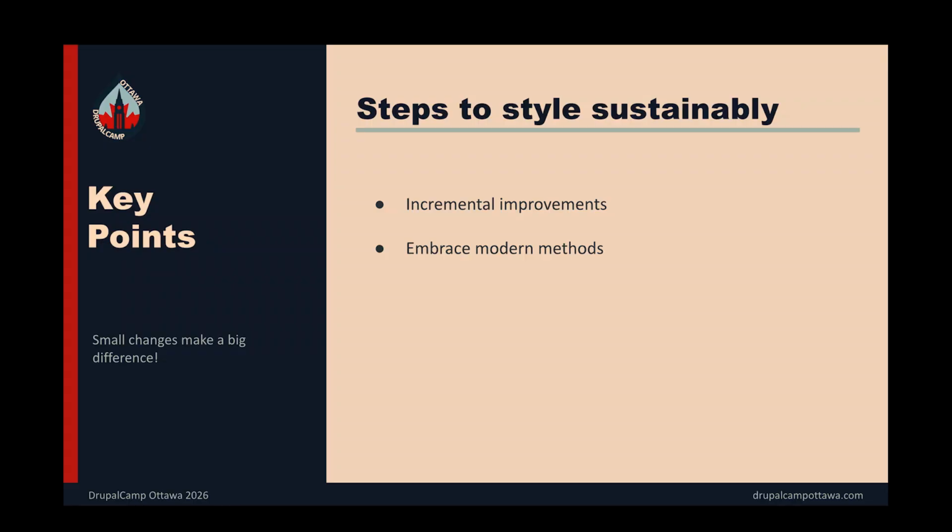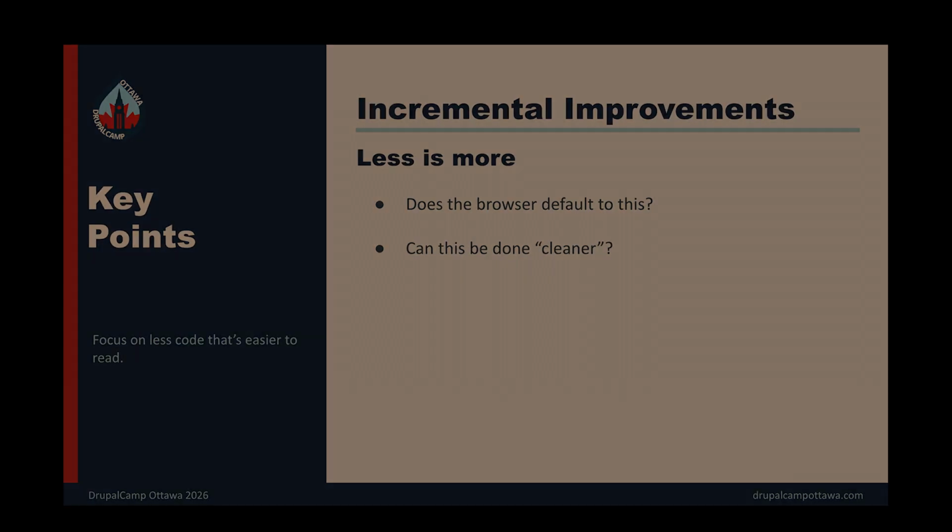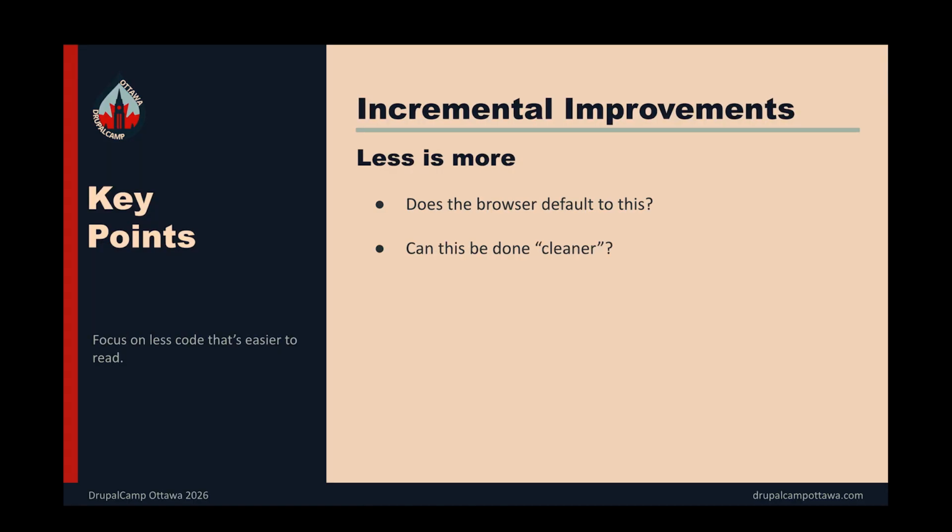So let's talk about some incremental improvements that you can make to your code. I like to take the ideal of less is more. There's a lot of stuff that the browser does by default that people just write CSS for anyways, that you don't need to. Like a lot of things, people will write display block on a lot of things that are already block elements in the DOM, and you don't need to write that at all. There's no point.